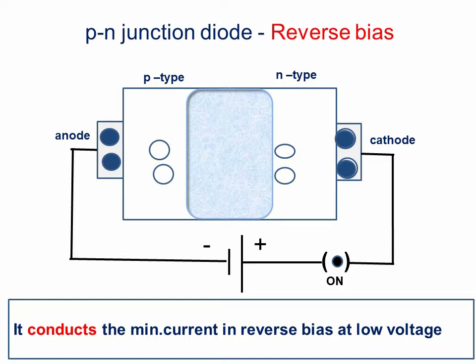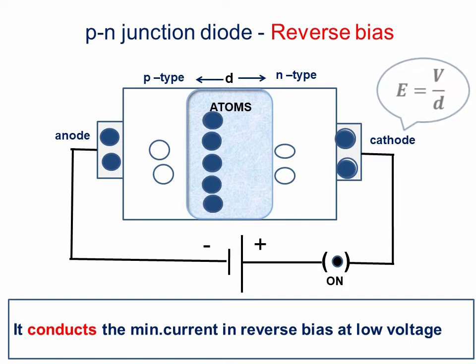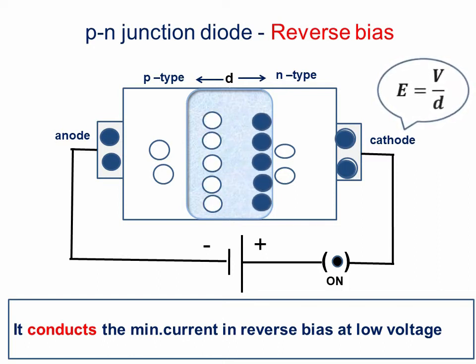Further, if we apply more voltage across the depletion region, whose thickness is denoted as small d. Here the thickness of the depletion region d is constant while the voltage is increased. So the electric field in the depletion region becomes strong. In the depletion region, a large number of atoms are there. The strong electric field easily ionizes all the atoms, that means it breaks the atoms and hence separates the electrons from them. Now plenty of charge carriers are formed.